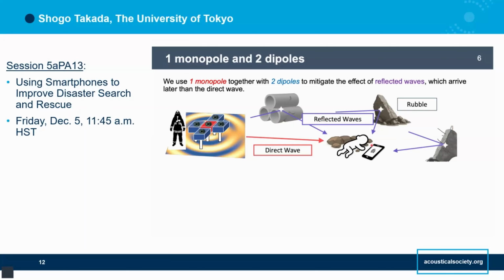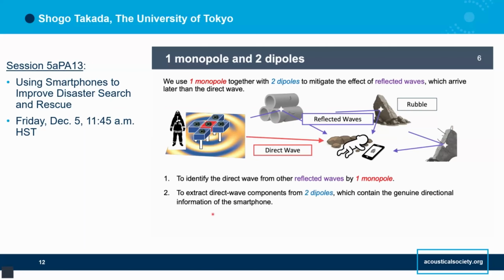Here are the two steps we perform for a more accurate angle estimate. First is to identify the direct wave from reflected waves using one monopole. Second is to extract direct wave components from two dipoles which contain the genuine directional information of the smartphone.